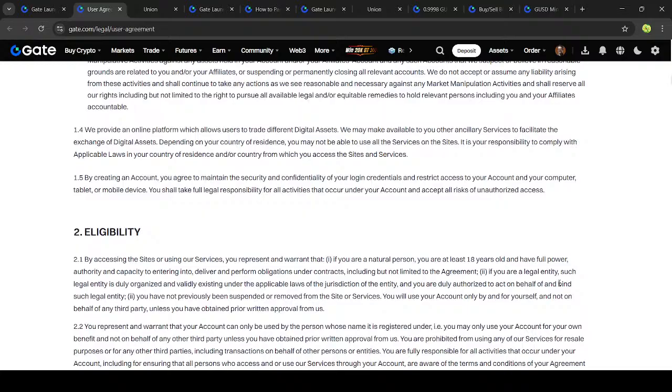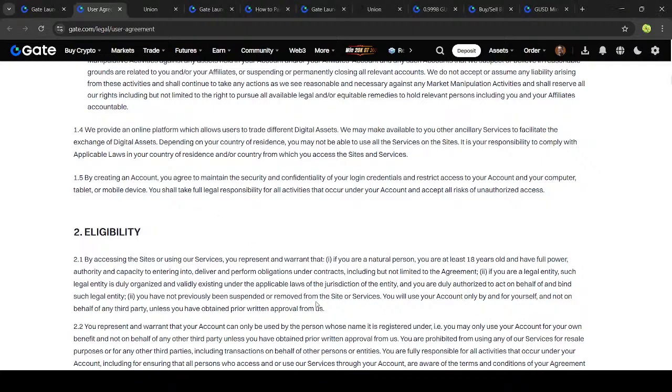So, guys, we provide an online platform which allows users to trade different digital assets. We make available to you other services and facilities to exchange digital assets depending on your country of residence. So you may not be able to use our services on the site, and it's your responsibility to comply with applicable law in your country of residence from which you access the site or service, guys.